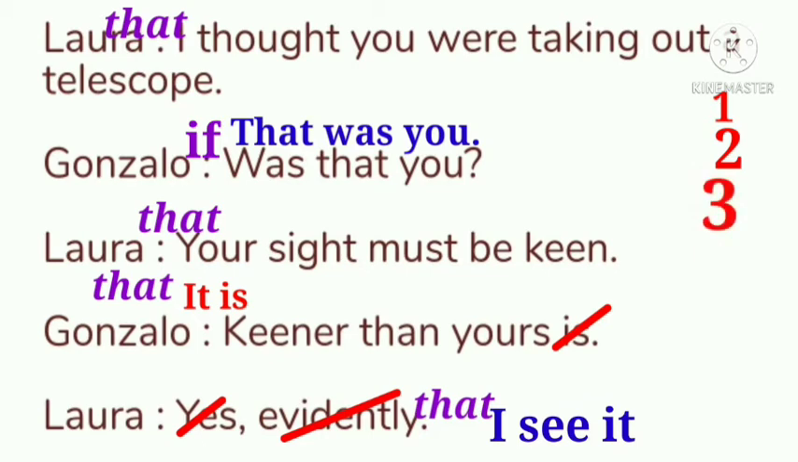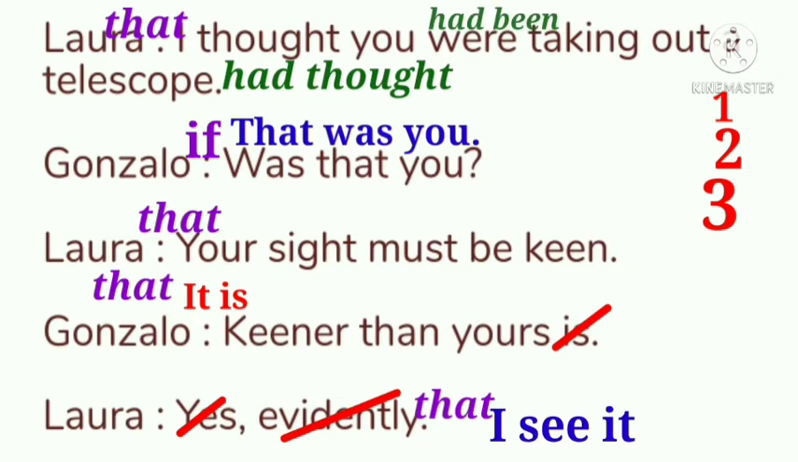The fourth step is to change the tense of the verb. I thought will become I had thought. In the same sentence, were will change it into had been. In the next sentence, was is kept as it is. In the fourth sentence, is will become was. In the last sentence, see will become saw. Now as you have completed fourth step, write down 4.